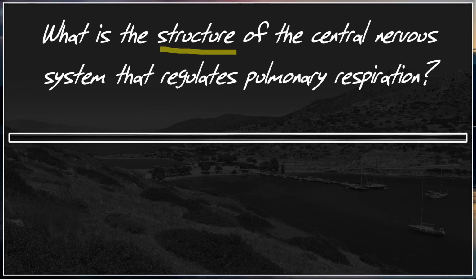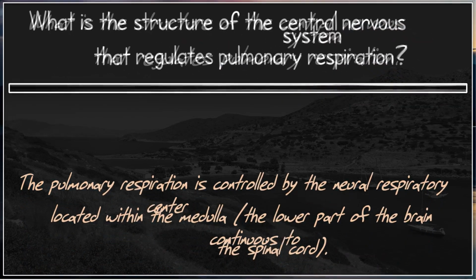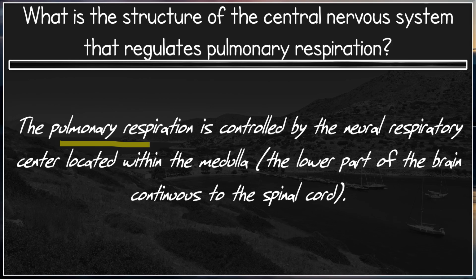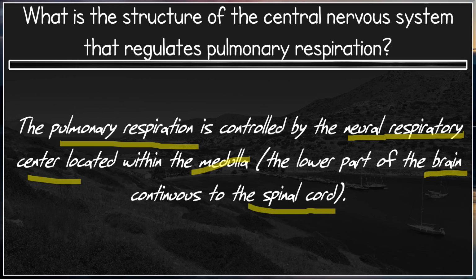What are the structures of the central nervous system that regulate pulmonary respiration? Pulmonary respiration is controlled by the neurorespiratory center located in the medulla, the lower part of the brain, continuous with the spinal cord.